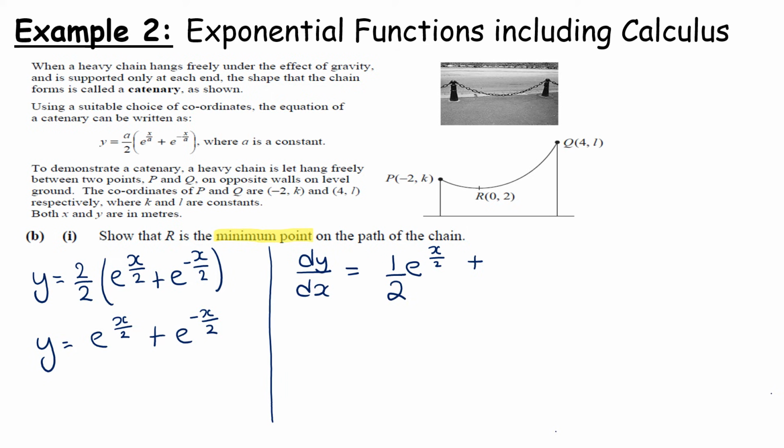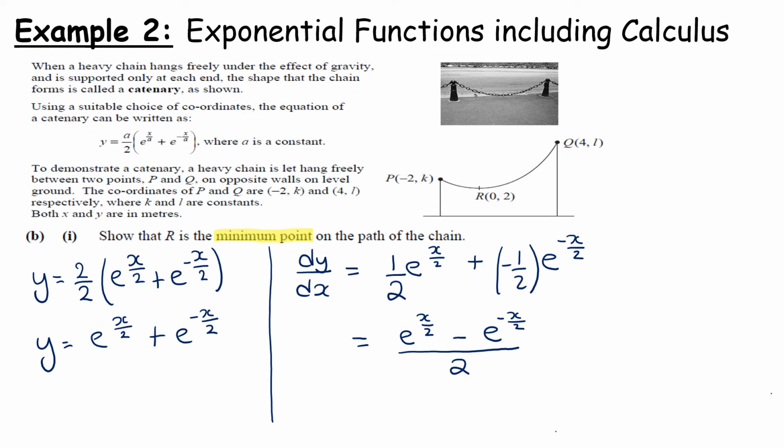Similar thing happens here. We still have e to the power of minus x over 2. That does not change. But we are going to again look at that inner function, which is the power, and we're going to differentiate that. So when I differentiate minus a half x, I'm left with minus a half. So that becomes my coefficient. I'm going to tidy this up a little bit, and we end up with e to the power of x over 2 minus e to the power of minus x over 2, all over 2.